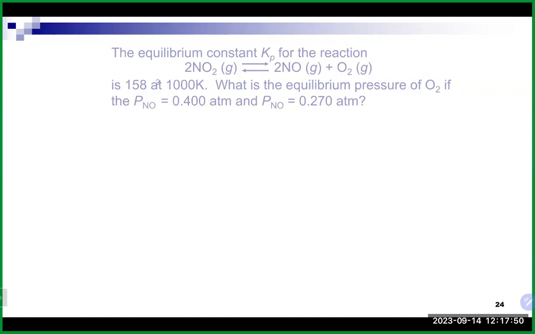We have another one here, a little NO2 going to NO and O2. Got a Kp value in this case of 158. We're looking at what the pressure is for oxygen, and we got a partial pressure of NO and a partial pressure of NO, which seems wrong. So why don't we just randomly go with that one as NO2 and hope for the best?